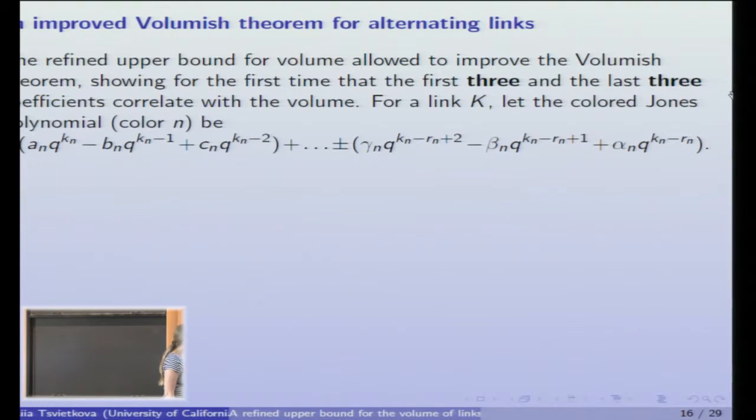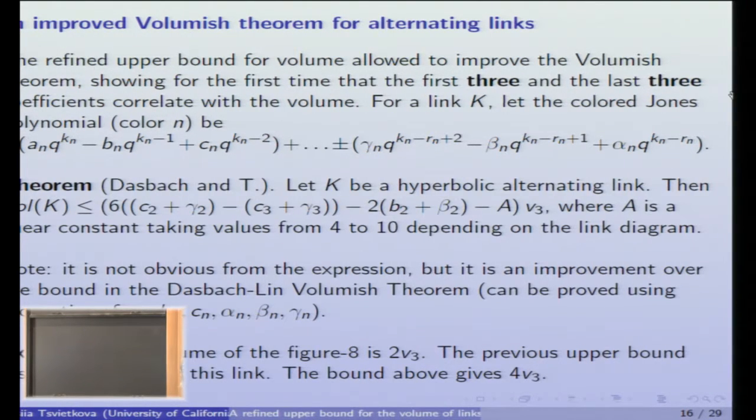All right. And so again, this will be our notation for the Kauffman-Jones polynomial. But now we will look at further coefficients, and further coefficients do not stabilize from color 2. So we will put indices near the coefficients. So suppose we have a hyperbolic alternating link, then the upper bound for the volume is at most 6 (γ2 plus C2 minus γ3 plus C3), all that multiplied by 6, and minus 2 (B2 plus β2). So what you see here is actually the third coefficient, the third from the end coefficient. So this is for color 3, the one that stabilizes. And these are coefficients for color 2. So these are the third and the third from the last coefficients for the classical Jones polynomial before they stabilized.